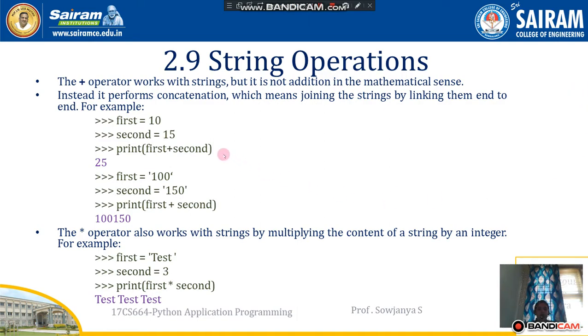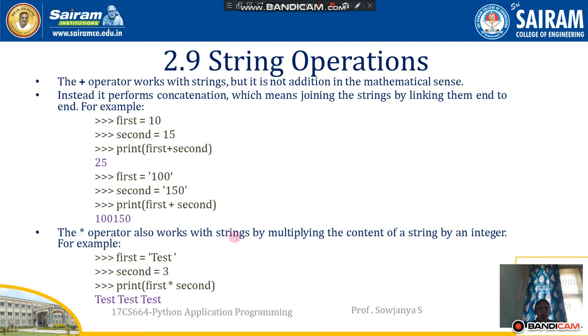For example, how to join strings. Say I have first is equal to 10, second is equal to 15. When I want to join them, since these are integer numbers, print first plus second gives 10 plus 15, which is 25. If it is a string, say first is equal to "100" in quotes, so it is a string, then it is going to concatenate these values: 100 then 150, so 100150. In the same way you can also use the multiply operator.